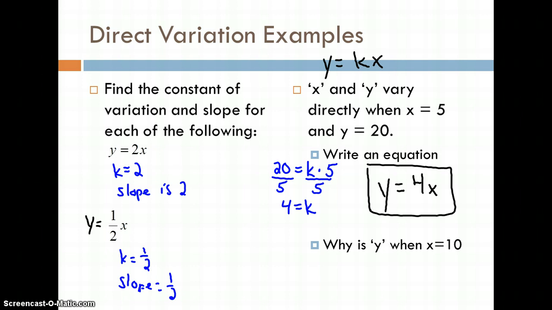Oftentimes, once you have found your direct variation equation, you'll be asked to evaluate it for a particular value of x. So as this follow-up question states, it should say, what is y when x equals 10? So we have y equals 4 times 10, which hopefully we all know is 40. So when x is 10 in this case, y would be 40. So again, those are the types of questions that we're typically going to see.